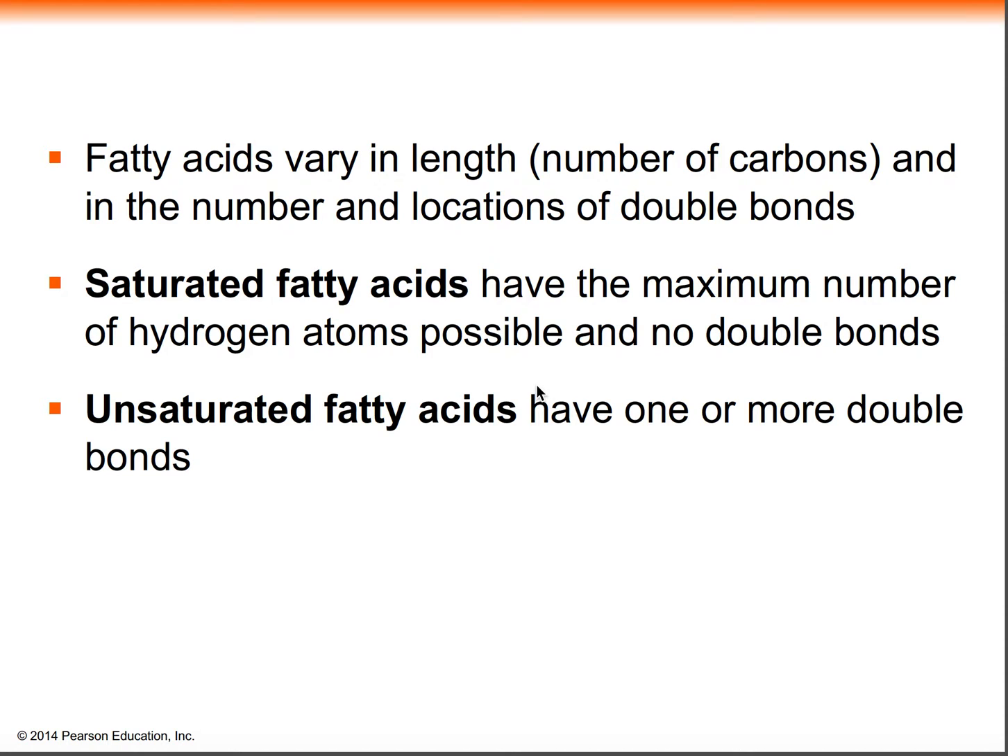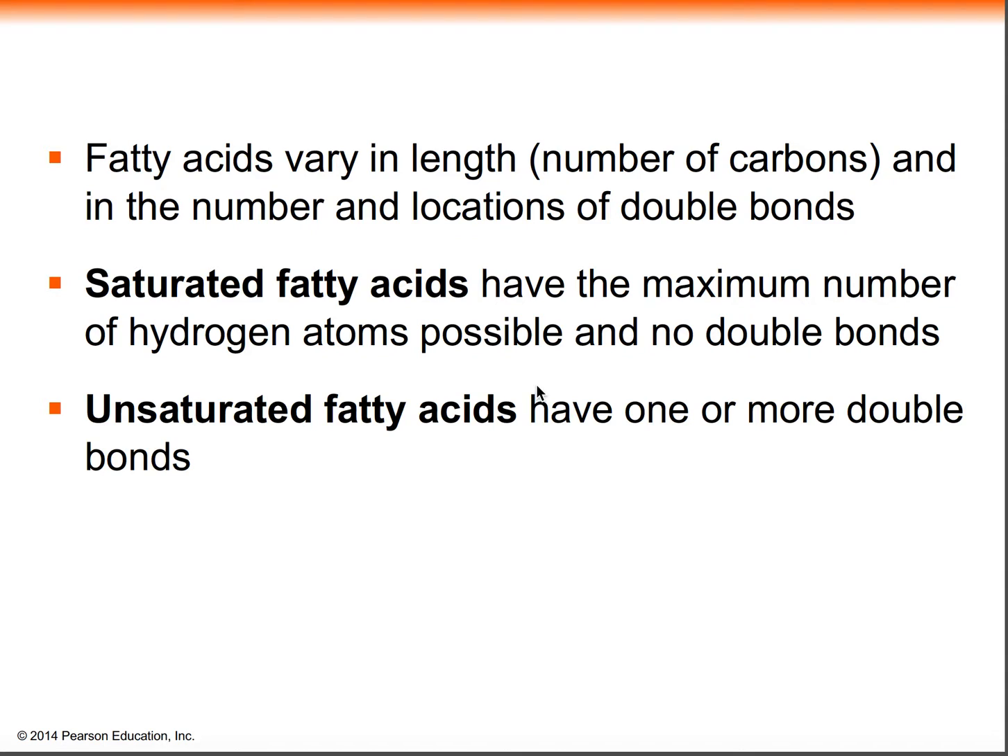Fatty acids vary in length according to how many carbons they're holding. And it's also important to note that it's not just how many carbons they're holding, but the locations of those double bonds. In a saturated fatty acid, the carbons have the maximum number of hydrogens that can be attached to those carbons, and there's absolutely no double bonds. In unsaturated fatty acids, they have one or more double bonds.